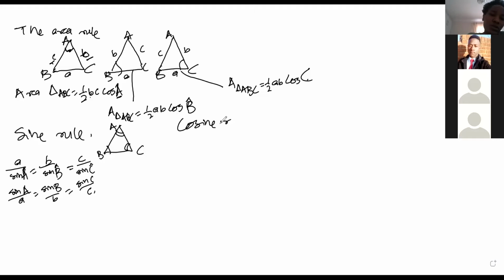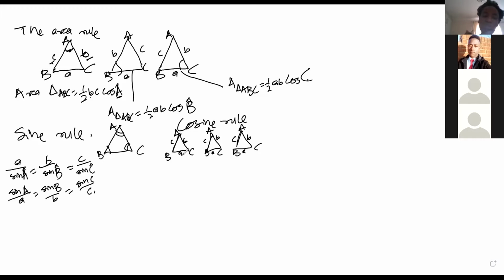Then the cosine rule. So for the cosine rule, you've got these triangles ABC. You can only use it if you have a triangle where you are given all three sides. Or if you are given two sides and an included angle, you can use the cosine rule.